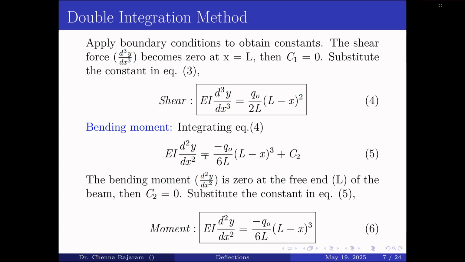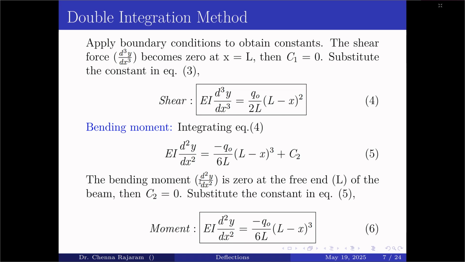EI d²y/dx² is equal to minus q0 divided by 6L into (L minus x) whole cube plus C2. So q0 divided by 2L into (L minus x) whole square is the shear force. For this (L minus x) square, you have to take the integration. The integration of (L minus x) whole square is (L minus x) whole cube divided by 3, and 3 into 2 is equal to 6. So that's why the bending moment is EI d²y/dx² is equal to minus q0 divided by 6L into (L minus x) whole cube plus C2.